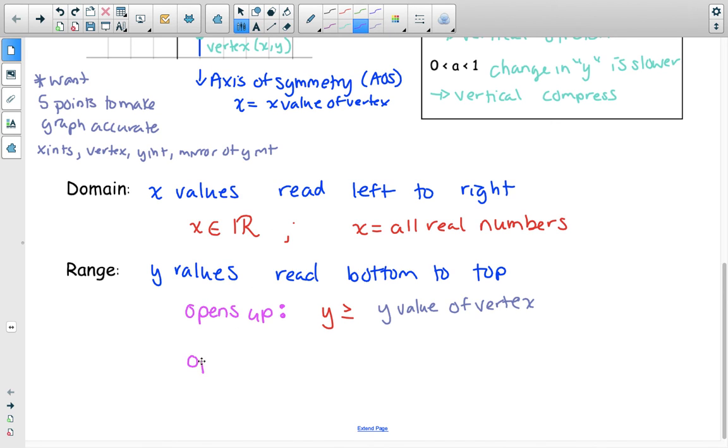So if it opens down, we'll say the opposite. It's going to be y is less than or equal to, because it's going in the opposite direction, and it's still the y value of the vertex, because your vertex is your lowest point or the highest point on the graph, so that helps us find that y value for our range.